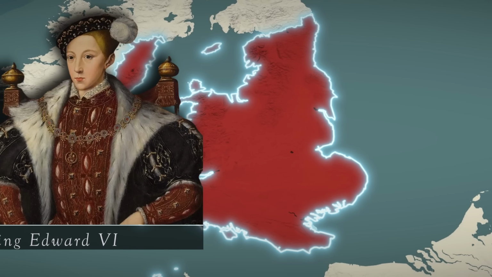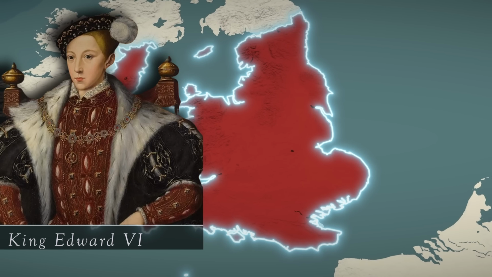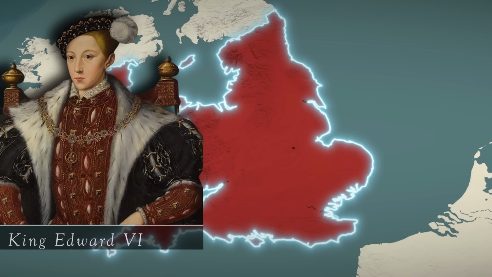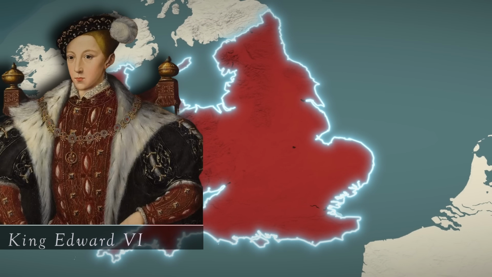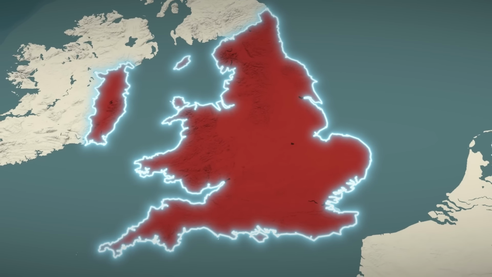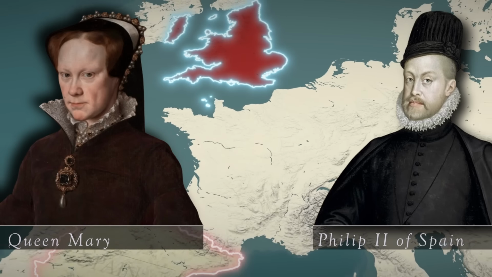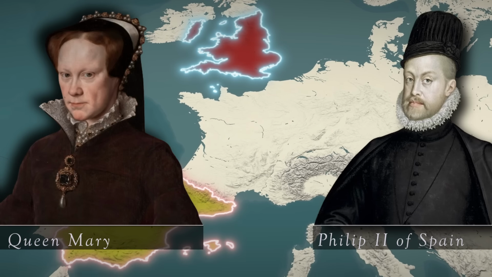Succeeded by his only son, Edward VI, England became radically more Protestant under his rule. Although it was to be short-lived, for Edward died of tuberculosis in 1553, he was in turn succeeded by his half-sister, Mary, who was married to King Philip II of Spain and was a devout Catholic.